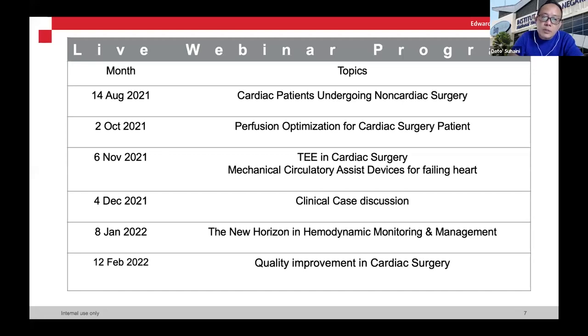For the month of August, we have cardiac patients undergoing non-cardiac surgery. In October, we will have perfusion optimization for cardiac surgery patient. In November, we will have TEE in cardiac surgery and mechanical circulatory assist device for failing heart. In December, we will have clinical case discussion. In January, we will have the new horizon in hemodynamic monitoring. And in February, we will have the quality improvement in cardiac surgery.